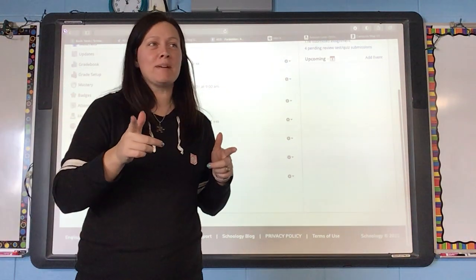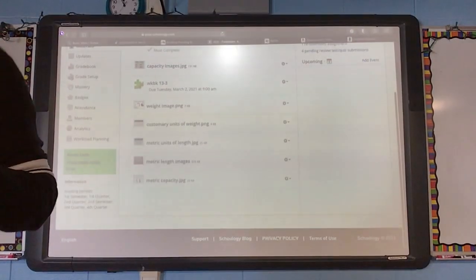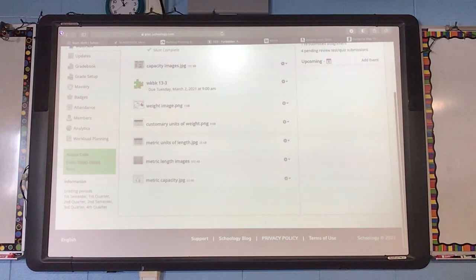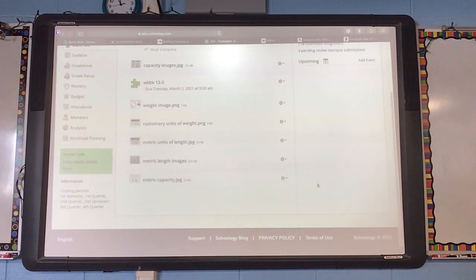For math, math notebooks out. Today is March 2nd. We are continuing our lessons with measurement.